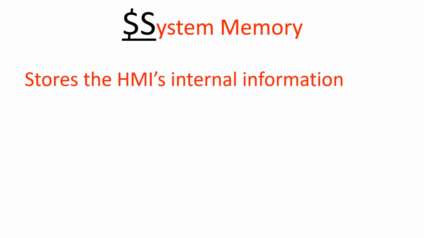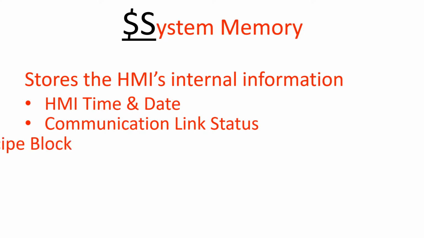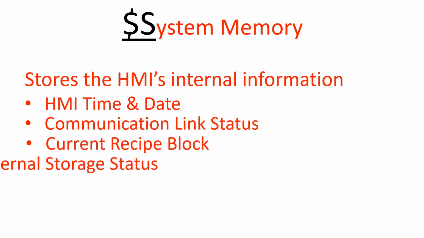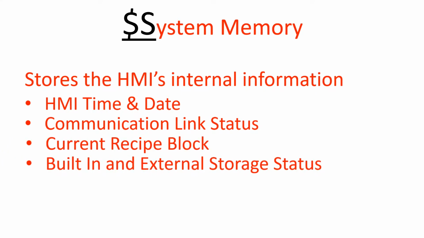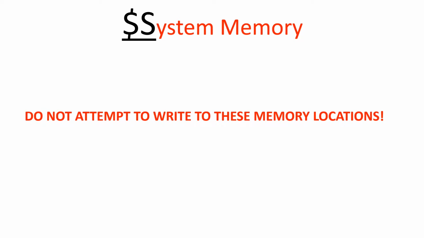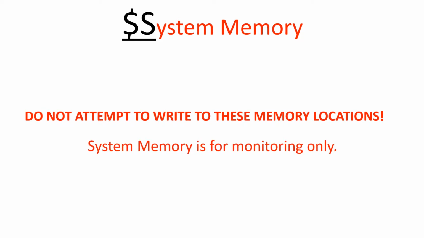System memory contains data like time and date, communication link status, recipe information, and the status of built-in and external storage like USB drives and micro SD cards. Do not attempt to write to system memory as it is for monitoring only.